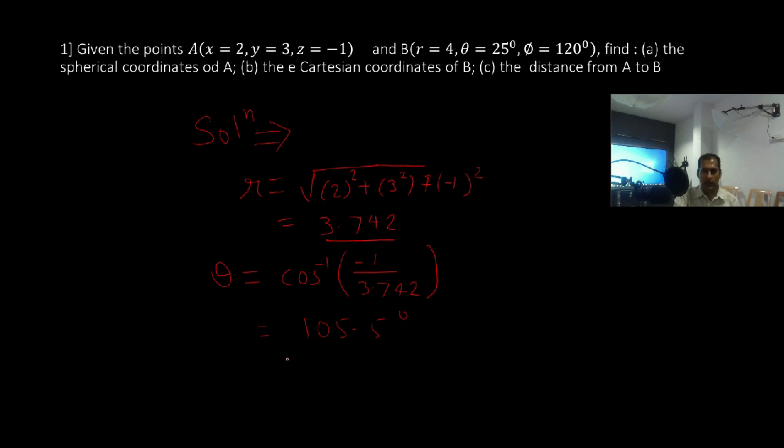Now for the spherical coordinates we have to find the third angle, phi. Here we are converting the coordinates from Cartesian to spherical. So phi will be equal to tan inverse of the opposite side, the y axis value 3, by the x axis value, that is 2, and this value will be equal to 56.3 degrees. So this is our second angle. So this is the answer of part A. We have the spherical coordinates. Next we will see the next part, so here we will erase it.